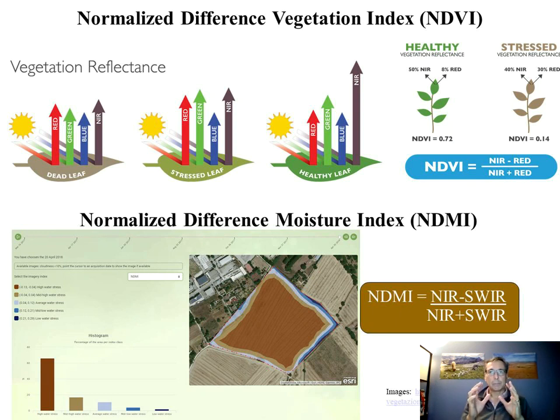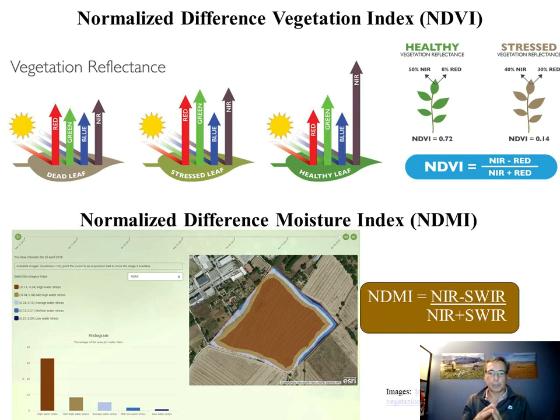But sometimes our eyes are not as in tune to detecting these differences, and also it's hard for us to scout a whole field in a lot of detail if you have a large area to scout. So you can send a drone out and actually measure the reflectance of light from your crop canopy, and depending upon the balance of near infrared, blue, green, and red light, you can determine if your crop is healthy or if it's under stress or if it's dead.